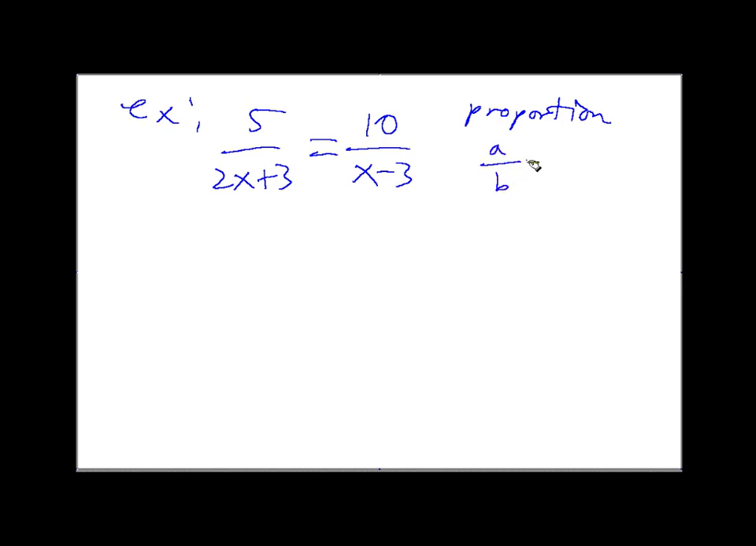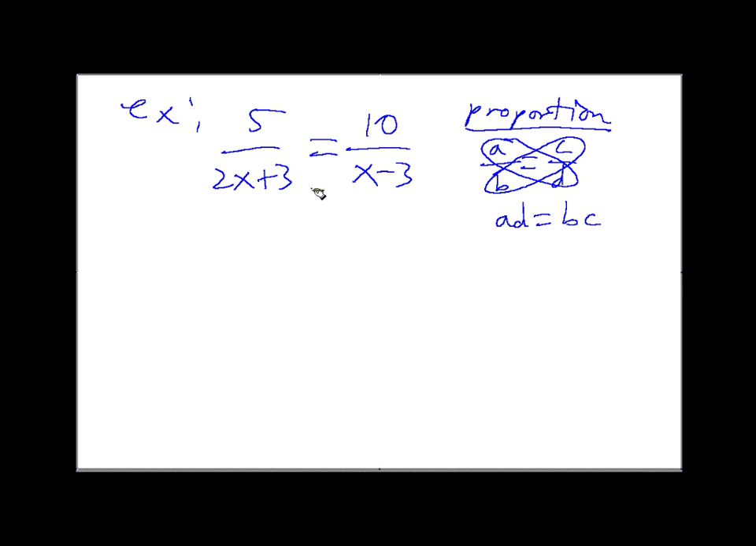If I have A over B equal to C over D, for example, then what's the equation I come up with? Well, with any proportion, we can cross multiply. In other words, their cross products will be equal to each other. In other words, A times D will be equal to B times C. So keep this concept in mind for proportions.